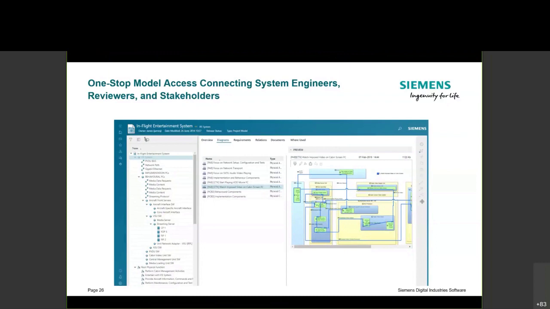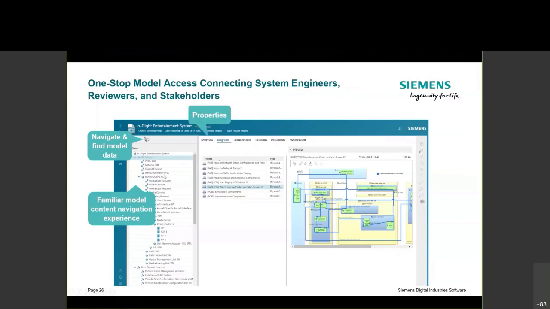So what you have seen is all about one-stop model access. Connecting system engineers, reviewers, and stakeholders. We have capability of navigating and finding models in Teamcenter. You will find a familiar model content navigation experience. Now, something I need to mention, in the current release of the product, we are not at this level of granularity. Right now, we are only representing the model levels, diagrams, and requirements integration. In the coming versions, we are actually going to expand the representation of the model. And what you will start seeing is actually the breakdown of systems, functions, and connections. And then, this navigation tree view where you can navigate any of these objects inside Teamcenter.